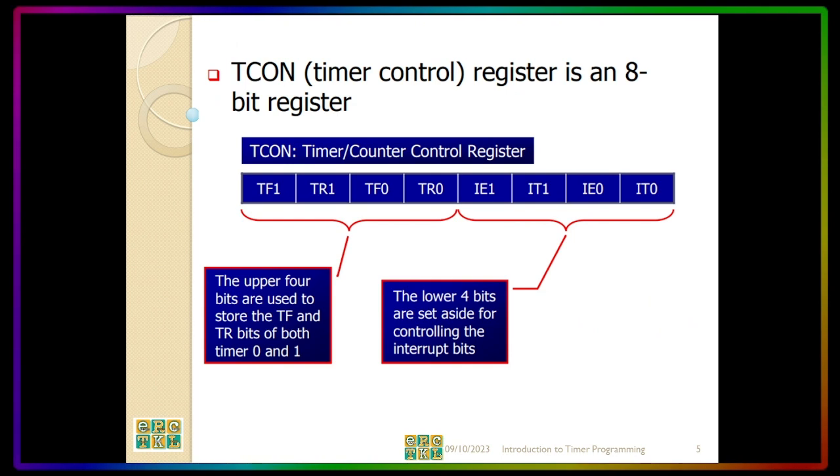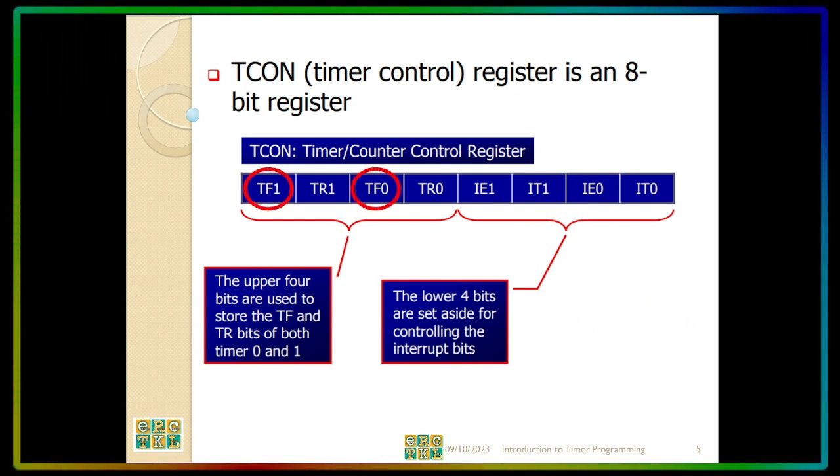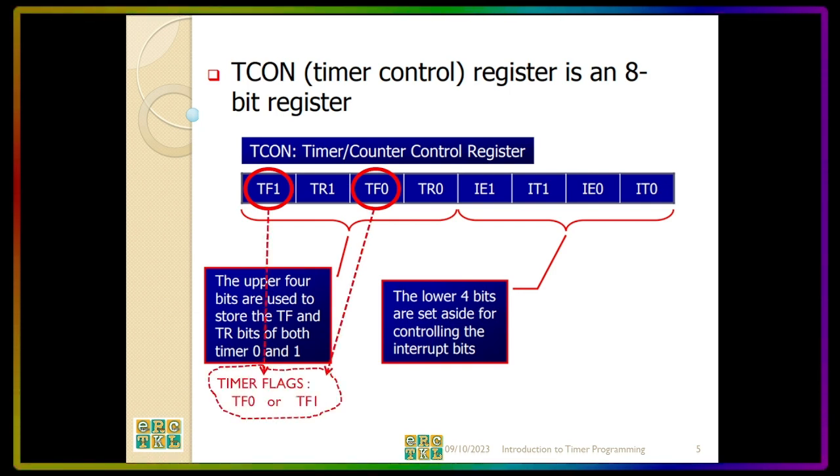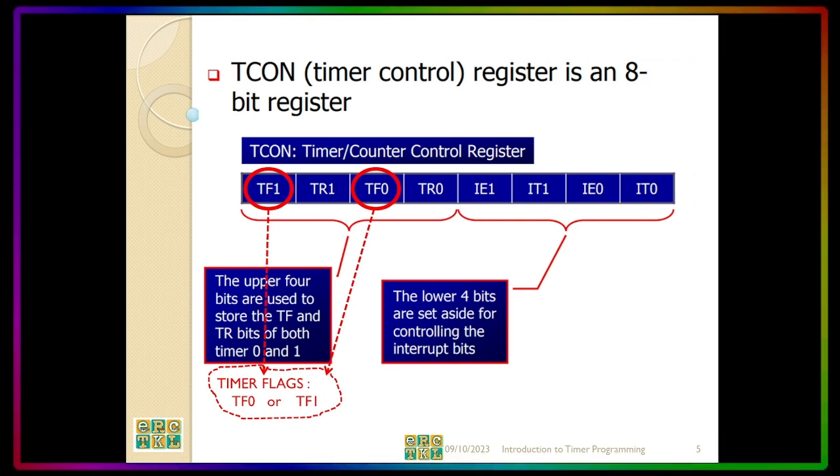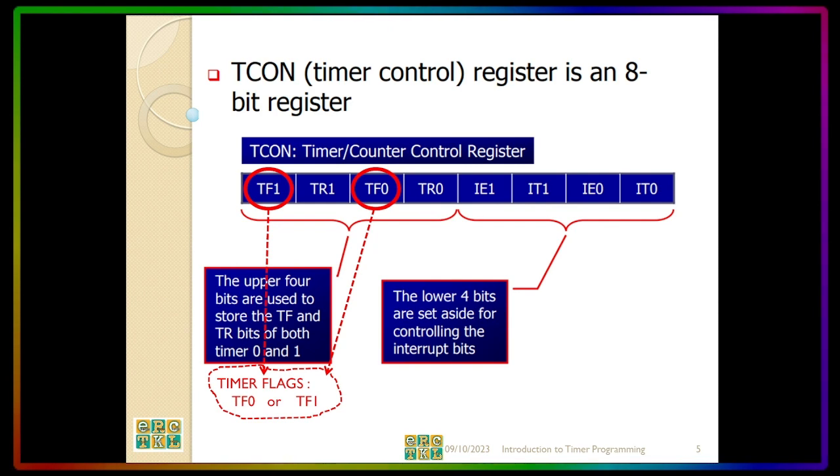Now, aside from that, we will be using some bits of the timer control or the TCON register, which is an 8-bit register. And in this register, we will be using TF or the timer flags of timer 0 or timer 1. So for timer 1, we have the timer flag TF1. And for timer 0, we have the timer flag TF0.